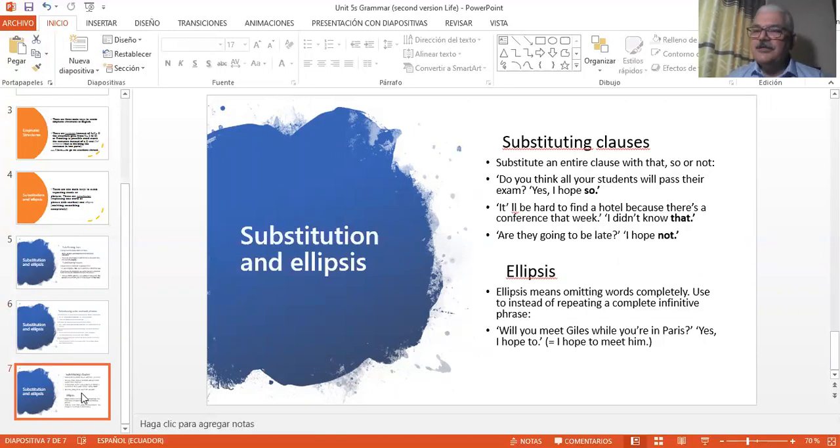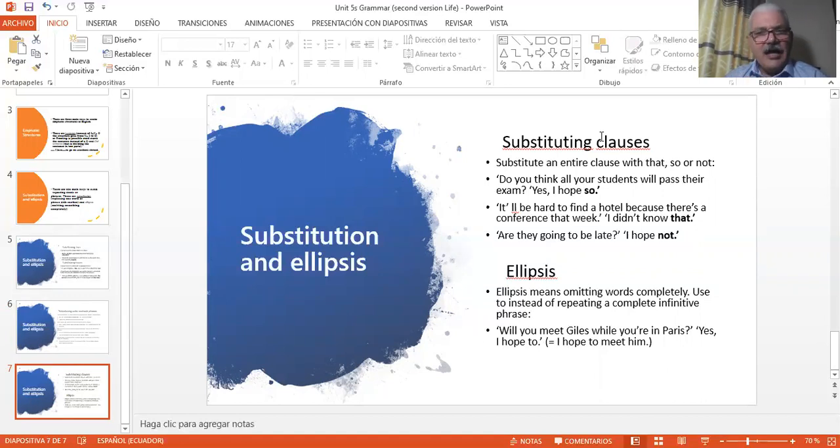But when we substitute clauses, a whole sentence, in that case, we will use these structures you can see. Do you think all your students will pass their exam? Yes, I hope so. So notice that so stands for the whole clause. That is what I think, that they will pass their examination, okay? Or in this case, the second sentence, we can say, it'll be hard to find a hotel because there is a conference that week.